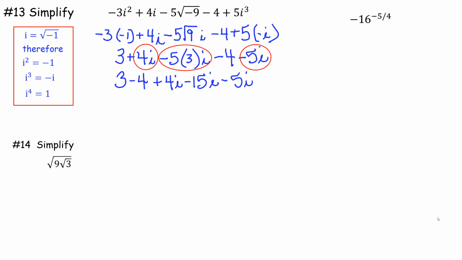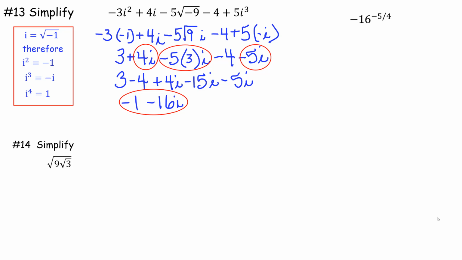And now I'm just going to combine my like terms. So 3 minus 4 is -1. And then 4i minus 15i minus 5i is -16i. And so that is the answer. Real part first, -1, minus imaginary part, 16i.